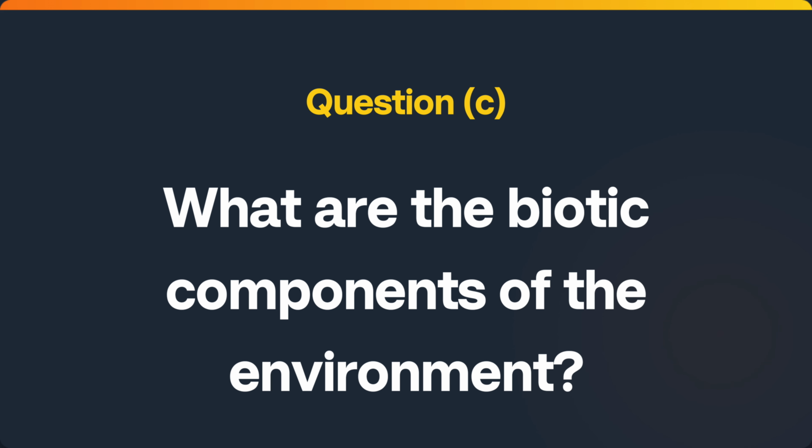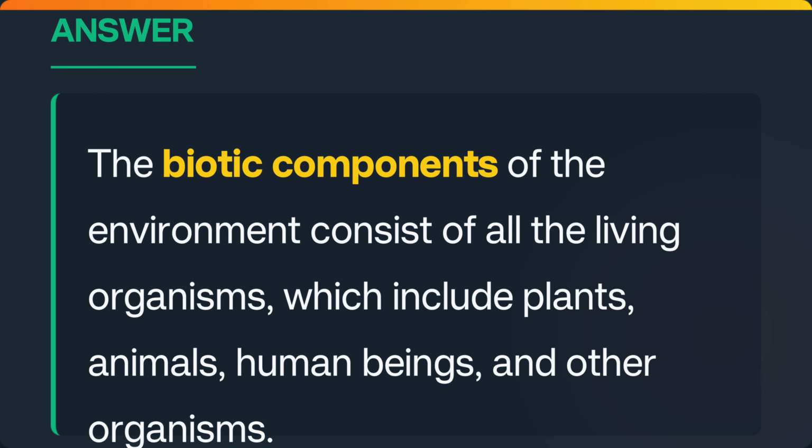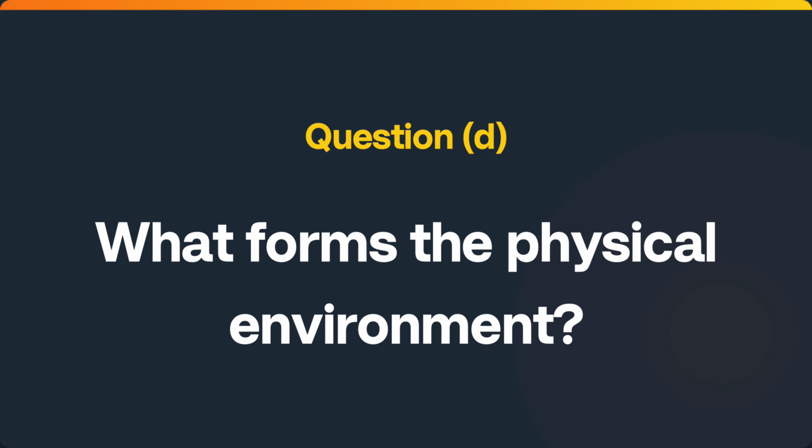Question C. What are the biotic components of the environment? Let's find out. Answer. The biotic components of the environment consist of all the living organisms, which include plants, animals, human beings, and other organisms. That was simple to understand. Now, let's learn about the non-living part of the environment.